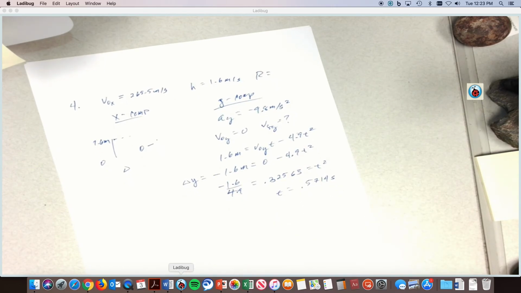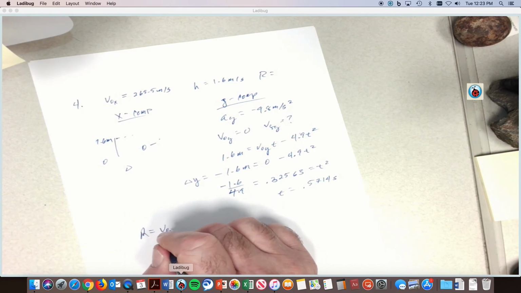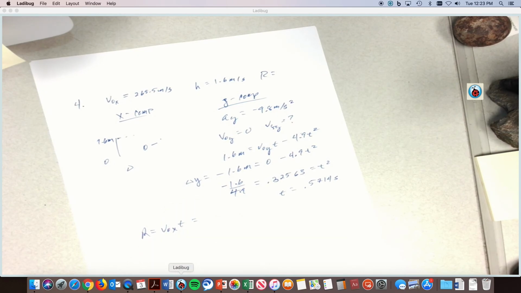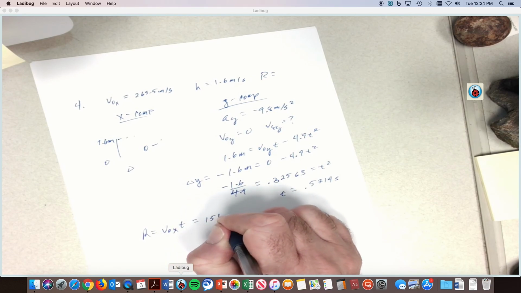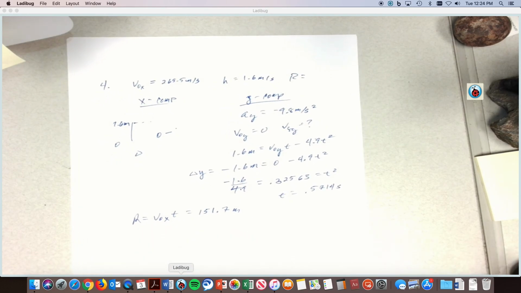And so therefore, the range is equal to V naught x times that t that it took to fall, times 265.5. Oh yeah, we should make it 4 sig figs. 151.7 meters. That's a long ways if you think about it. 151.7 meters. All right, I think that's right. I'm not going to show you.